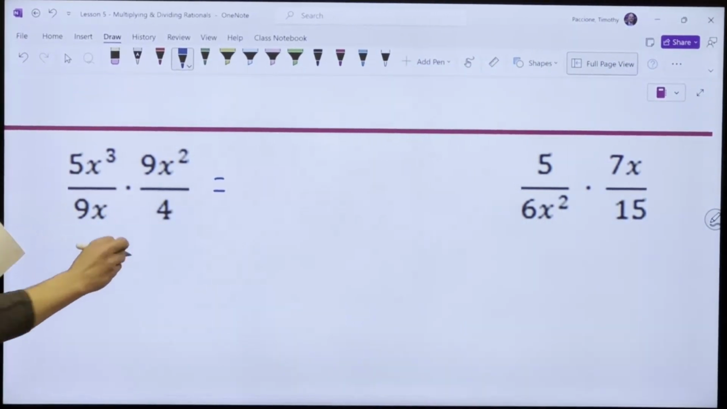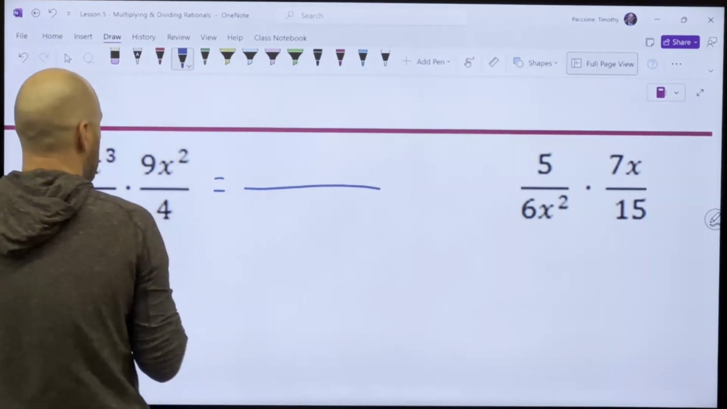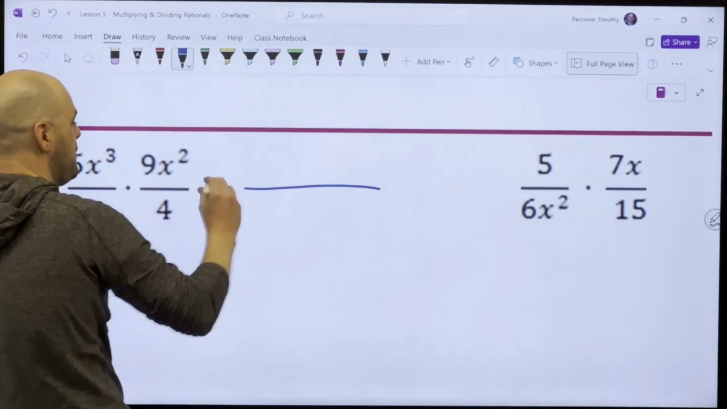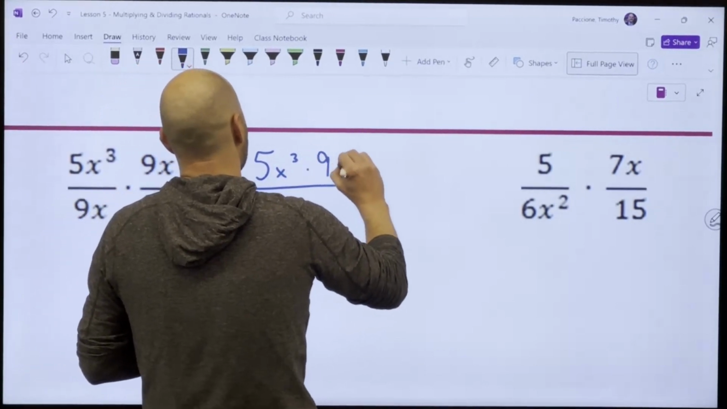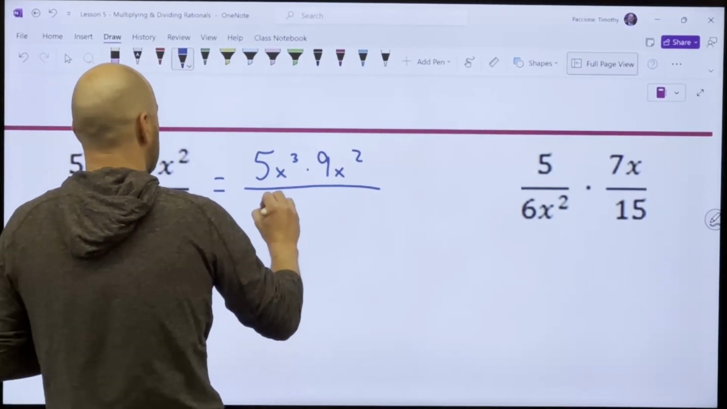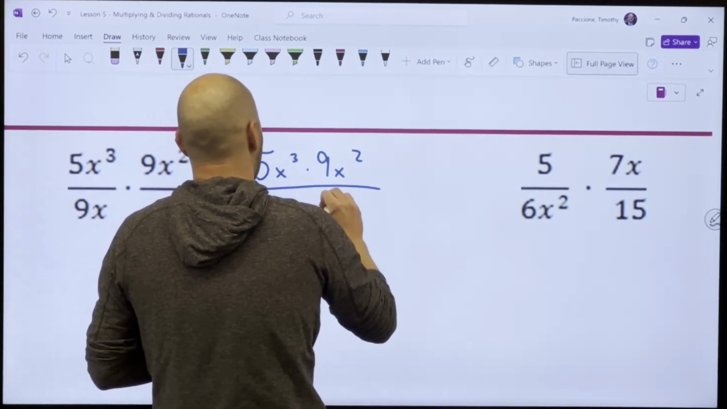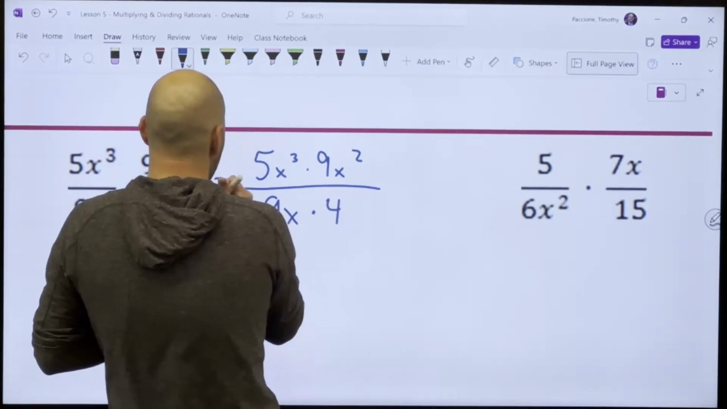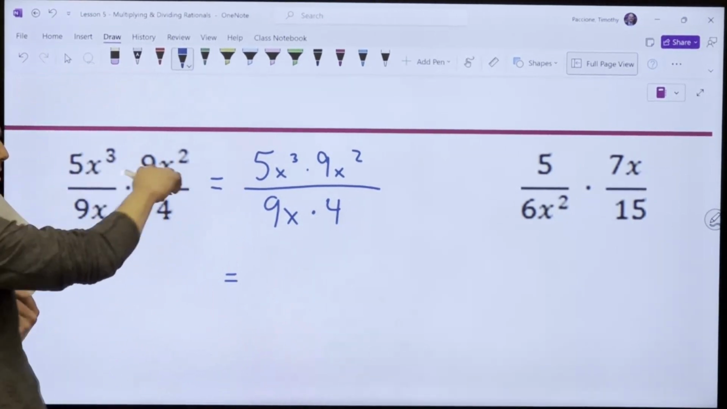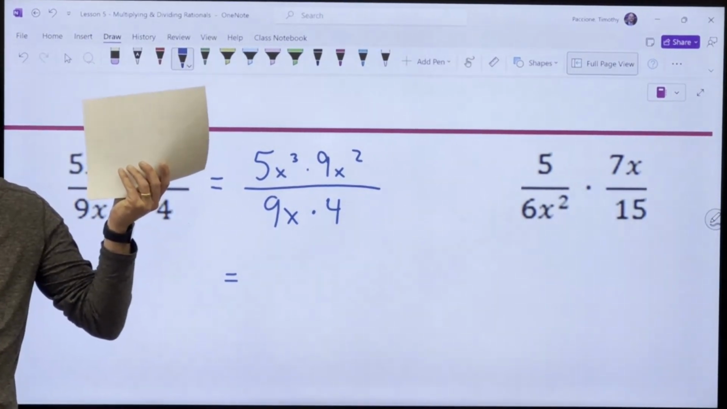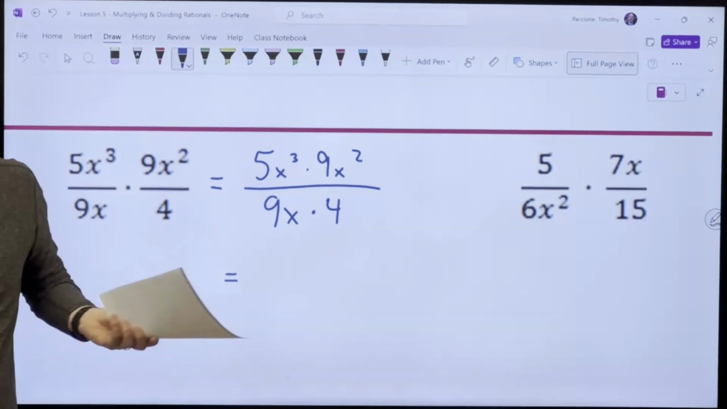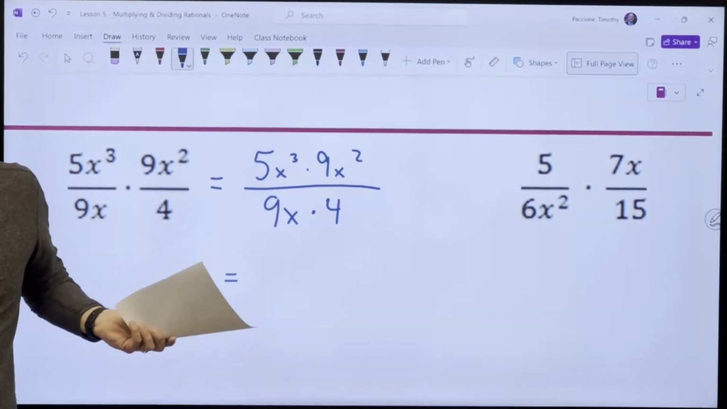One big fraction, right? With this times this on the top, so 5x to the third times 9x squared on the top, and this times this on the bottom, 9x times 4. Now, you might say, why not just do the multiplication, put the result over there? Same reason I did just a moment ago. Factoring, keeping it apart, actually helps us here. It's going to help us see what cancels.